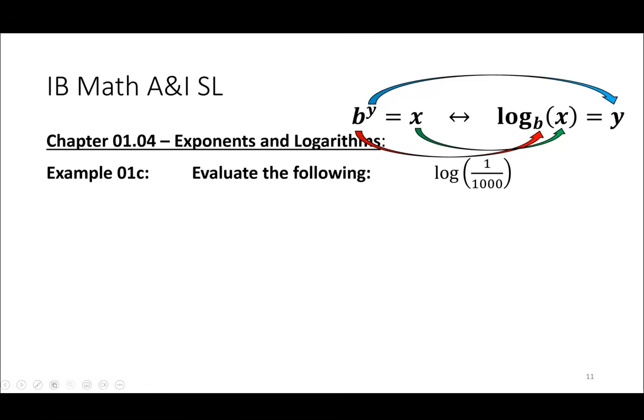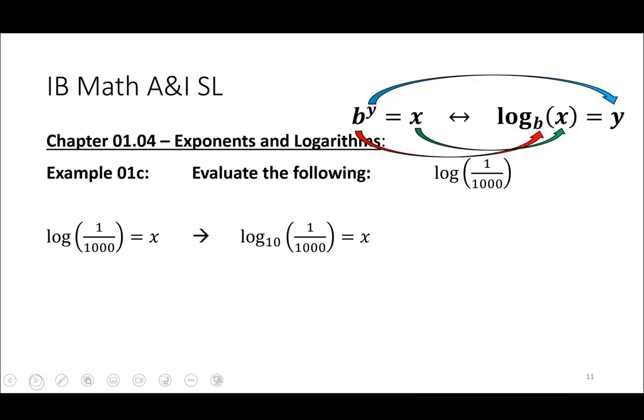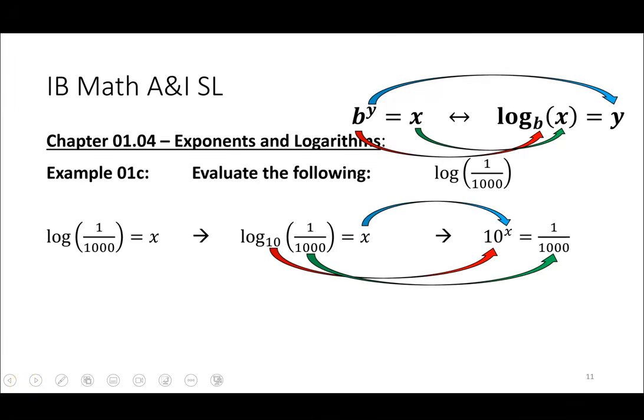Ooh, log of 1/1000. Who's got it in their head? Yeah, there you go. Love it. So again, start by writing it as a logarithmic equation. Note that the base here is 10, even though it's not written. Use our definition of a logarithm to do a switcherooski.